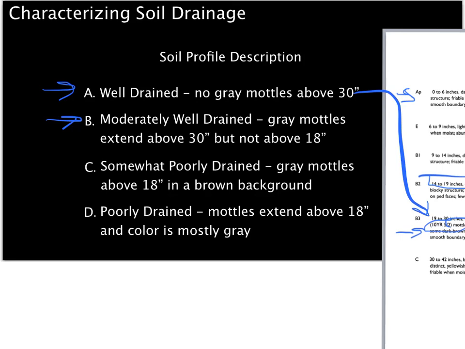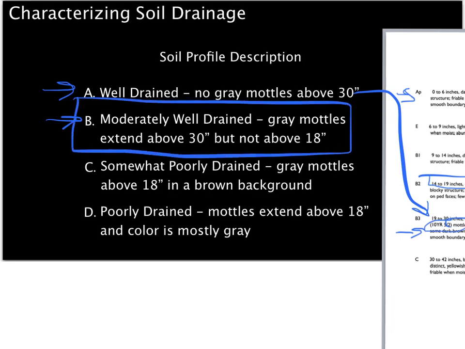So we have them above 30 inches, so in the 19 to 30 inch range we have mottles, but they're not above that 19-inch mark. So in this particular situation, we'd be dealing with a moderately well-drained soil. So we can categorize things based on their soil profile descriptions. That's a handy thing to know.